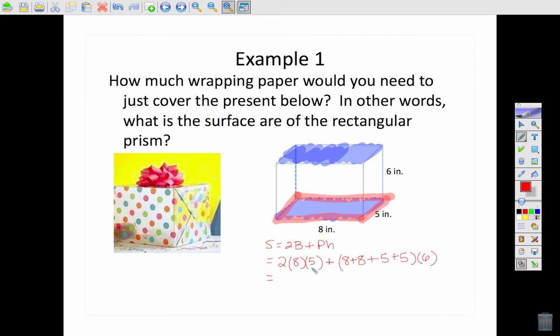Okay, so if we just add those together, I have 8 times 5 is 40, 40 times 2 is 80. If I add all the sides for the perimeter, I get 26. And when I finish that calculation, I get 236. And we're in inches, so it's square inches. So if I wanted to barely cover that gift, no box showing and no overlap, I'd need 236 square inches of wrapping paper.